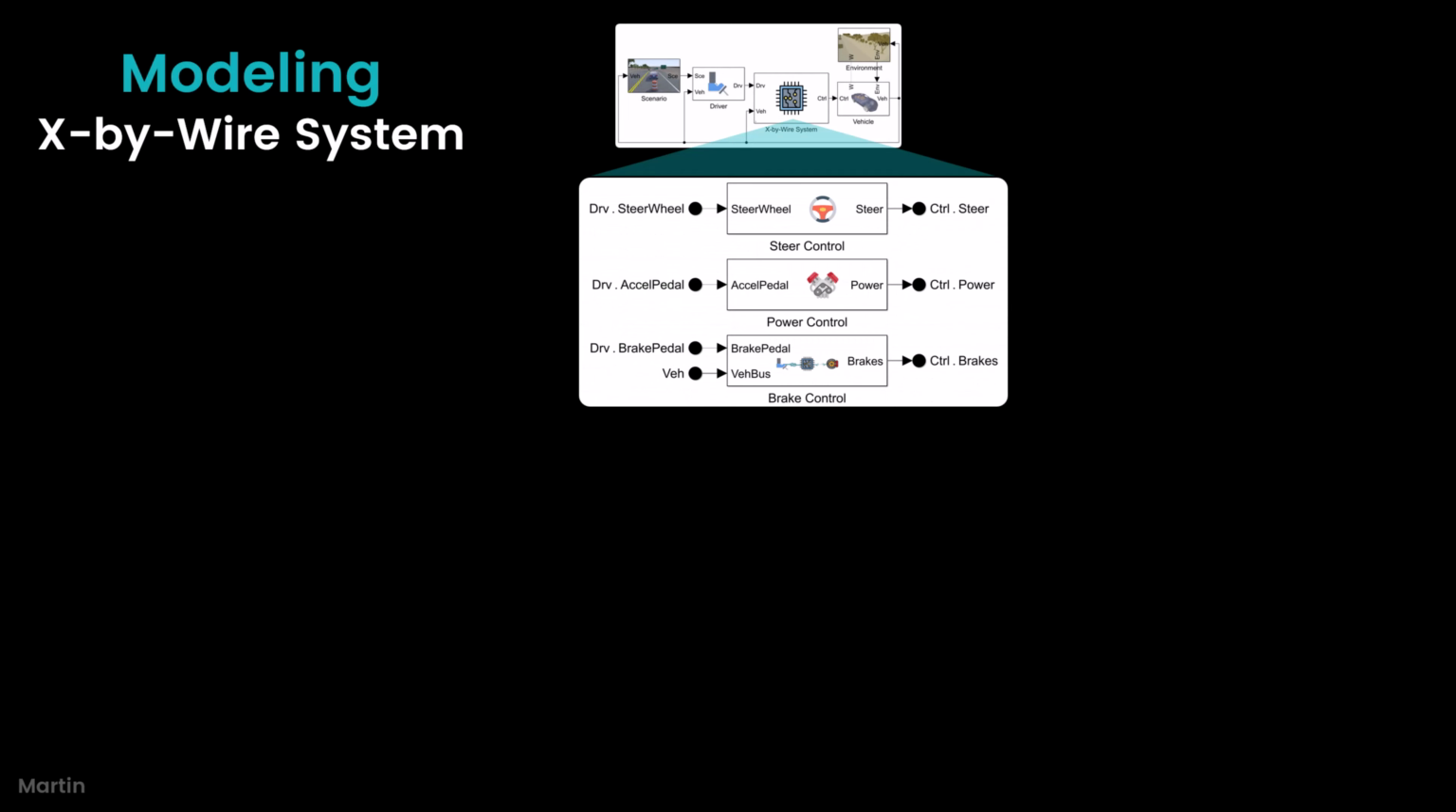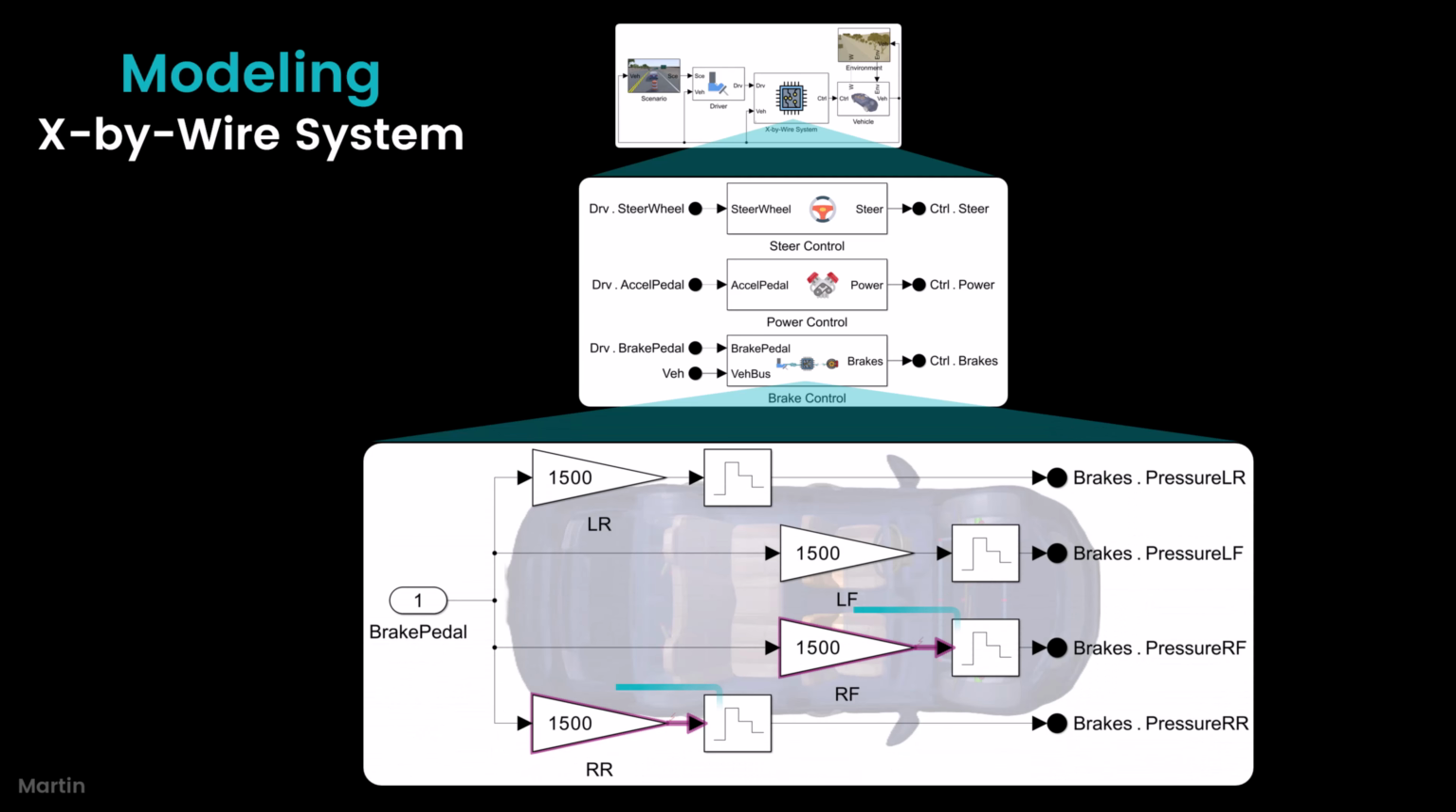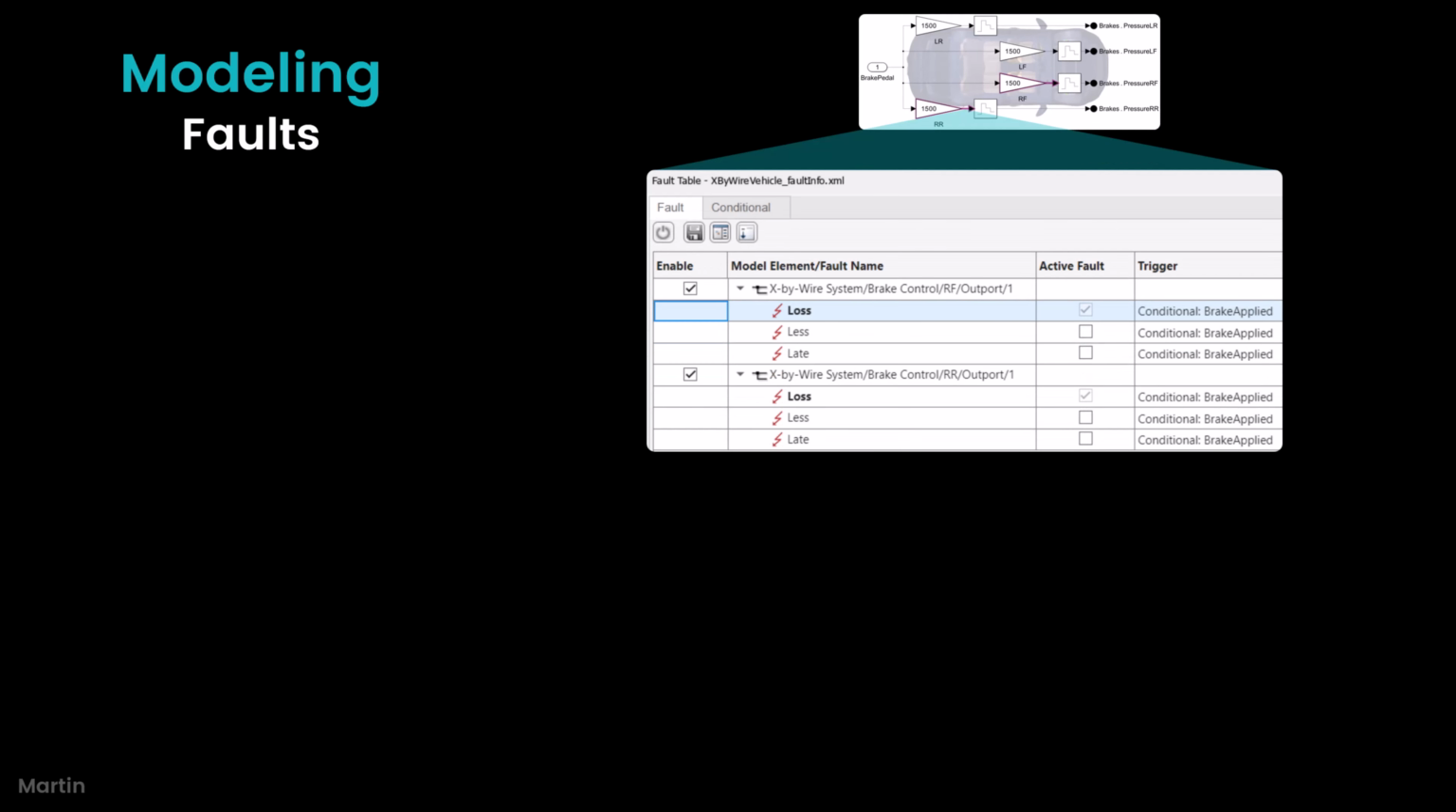To examine the X-by-wire subsystem, which includes the brake-by-wire control design, we conduct fault injections within the brake control subsystem targeting the right front and right rear brake pressure signals. Furthermore, in Simulink, the fault table provides a structured way to define and manage fault injections.